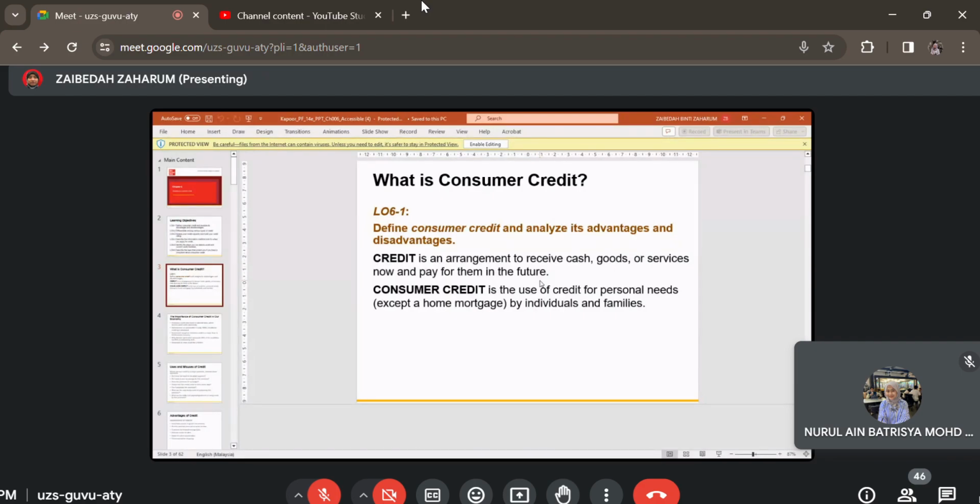A home mortgage selalunya is more to we apply for loan lah, because the amount is bigger. Macam consumer credit ni is for the amount like a basic needs, the personal needs tadi tu. Use of credit for personal needs lah.